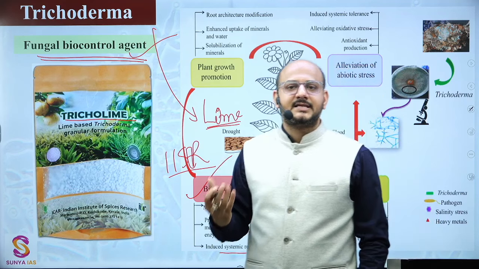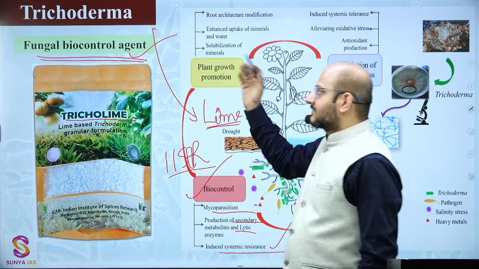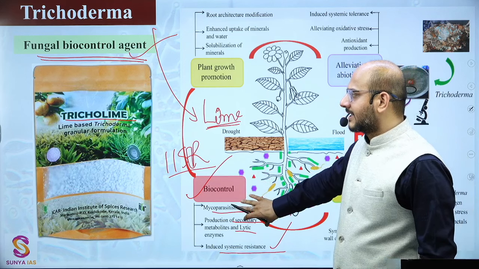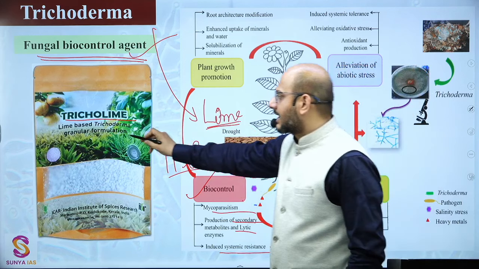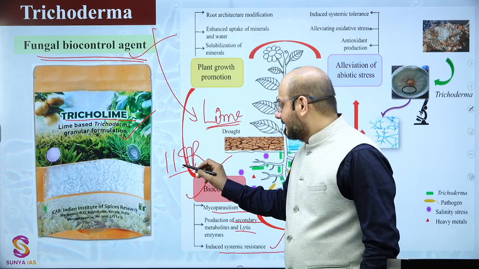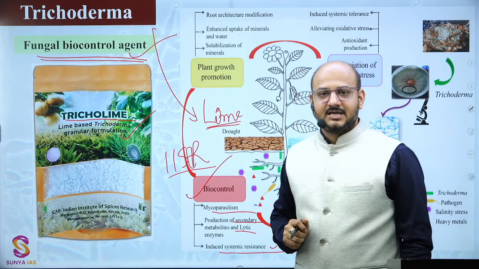ये टेक्नोलॉजी किस लिए यूज होती है? अगेंस्ट फंगल. Fungal infections, a fungal biocontrol agent in the plants. A lot of fungal diseases are there. Lime based Trichoderma granular formulation, not done by CSIR but by IISER. Sometimes institute names are also asked in the examination.